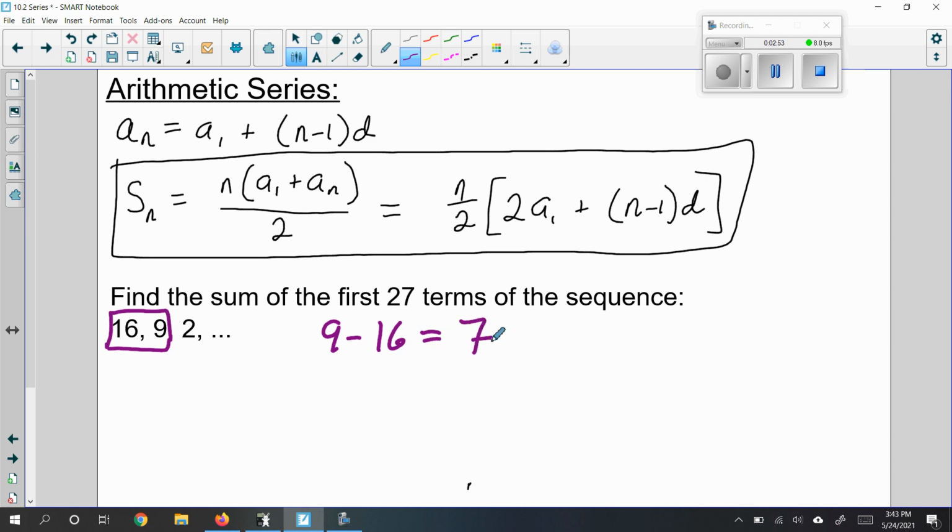Now, just to be certain, because they didn't tell us if this is an arithmetic or geometric series, let's take these consecutive terms. Oops, this is negative 7. And so 2 minus 9 is negative 7. So this is d. All right, so now let's find the sum.